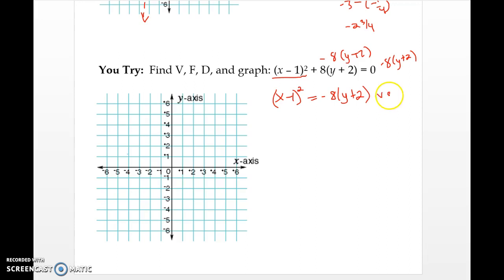It's going to be vertical because your y is by itself. Your y is your single variable. -8 equals 4p. That's that number in front. So then p has to equal -2. Your vertex given in the problem, x is going to be 1, comma, your y component will be -2. Your focus for vertical is h, comma, k plus p. So that's 1, comma, -2 plus -2, which gives you -4.